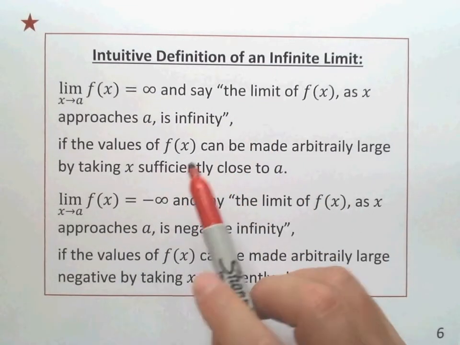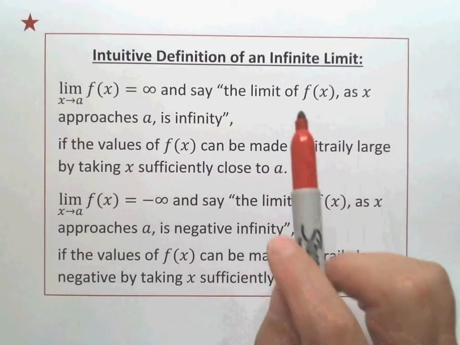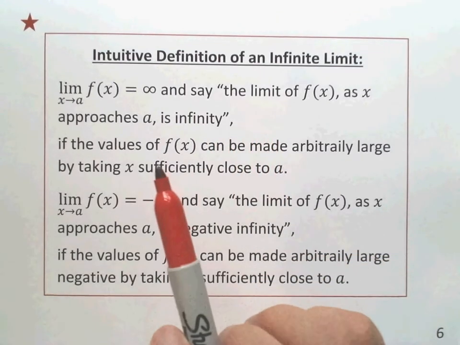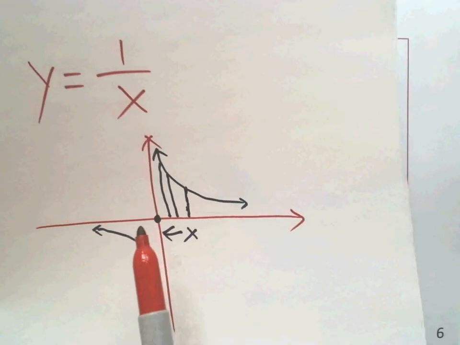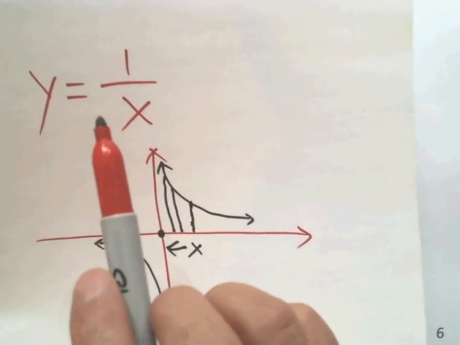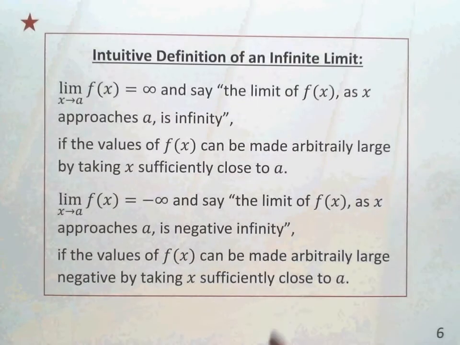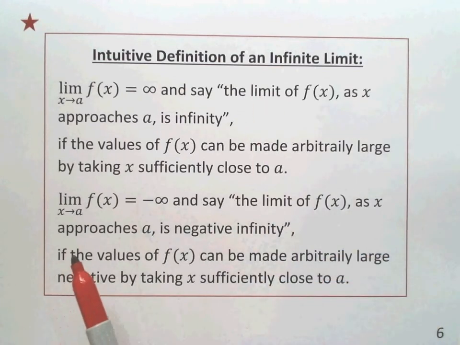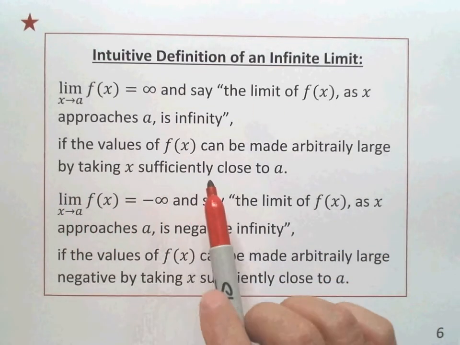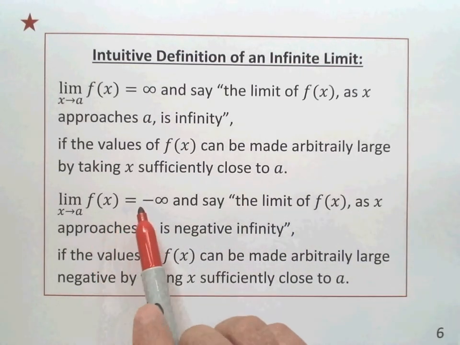So how to define it? Of course, the graph tells us. The value of f can be made arbitrarily large. You can see it's arbitrarily large because when x gets closer to 0, no matter how big the number, the function always goes beyond that number, which means the value of f can be made arbitrarily large by taking x sufficiently close to a. This is one case.